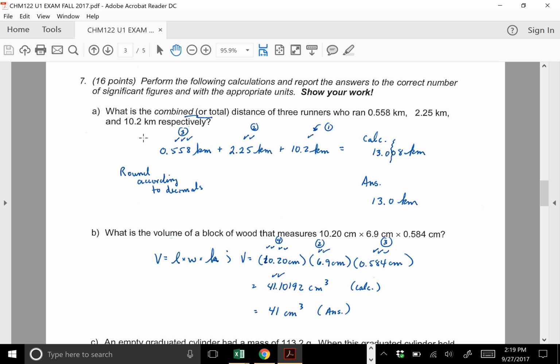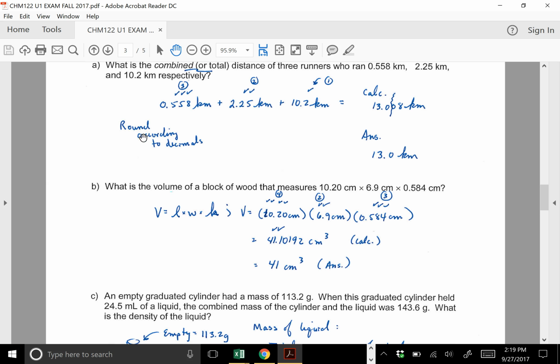The next one was to give me the volume of that block given those 3 unique dimensions. So of course volume is we're going to multiply those 3 dimensions together. Now since we're multiplying, we round according to significant figures. And so it looks like we have 4 sig figs, 2 sig figs, and 3 sig figs. So we have to round according to 2 sig figs, and so the answer is 41 centimeters cubed. Again, keep up the good work showing all of your work.